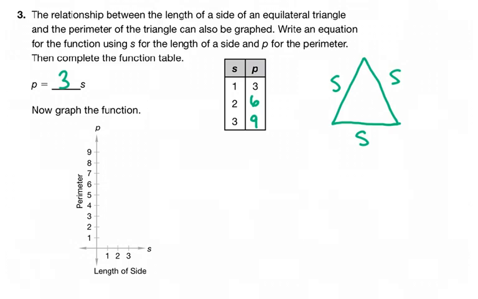Now we just go and graph our points. So the first one, we have 1 and 3. So we're going to go over 1 and up 3 and put a dot right there. The next one is 2 and 6. So we're going to go over 2 and up 6. Put a dot right there. And our last one is 3 and 9. So we're going to go over 3 and up 9. And it's going to be about right there.